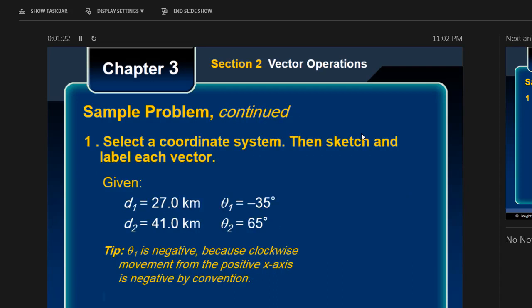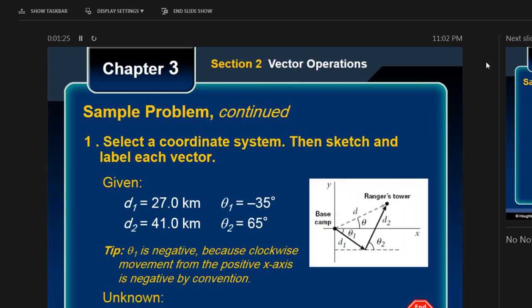So to draw, you have to put it, as you see here, the x and y direction, and then one of them was 35 degrees and the other was 65 degrees. But remember, if the angle is in the clockwise direction, that means it's going to be negative, which is theta 1, negative 35 degrees. And if it is counterclockwise, like theta 2 here, it's going to be positive 65 degrees.